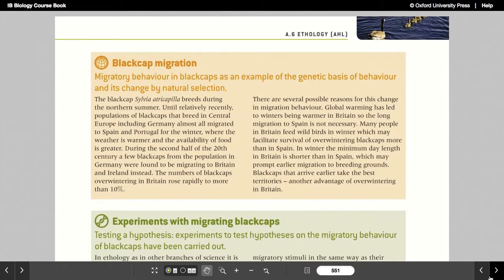Okay, next we have black-cap migration. These are the guys that have learned to travel. So black-caps that lived in Germany always migrated to Spain and Portugal for the winter because it's warmer and there's more food. And then we started to find that there were more black-caps moving over to Britain and Ireland instead of going to Spain and Portugal. And global warming has made Britain and Ireland warmer than Spain. Well, not warmer than Spain and Portugal, but warmer than they were before. So it's helped them to survive there.